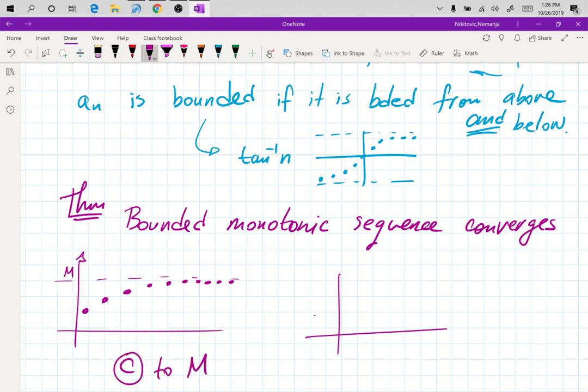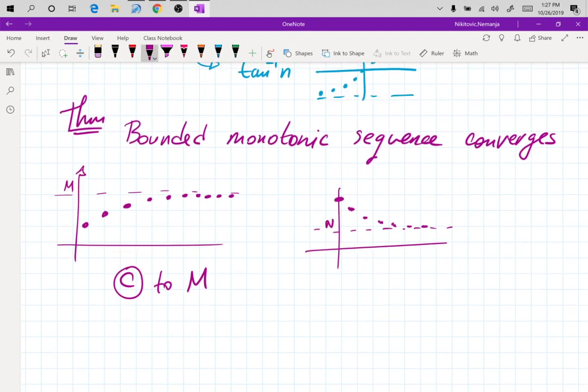Now, if you have a lower bound and you have the sequence go down, monotonic means it will always go the same way. It's always increasing or it's always decreasing. That's the word monotonic from the previous set of words. So if it's always decreasing, then it cannot turn up, so it has to converge. In this case, we'll say it converges to n.